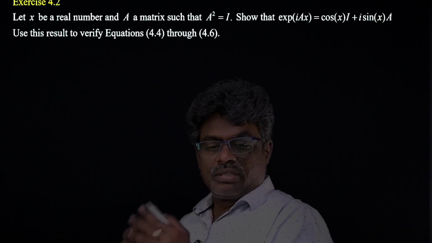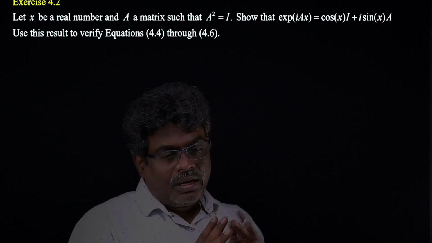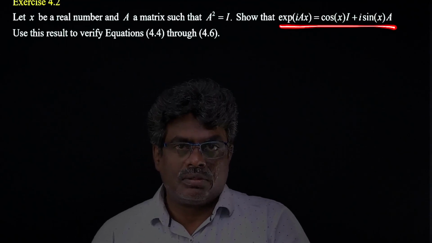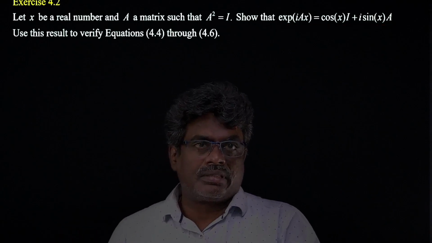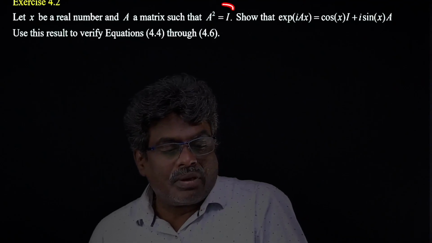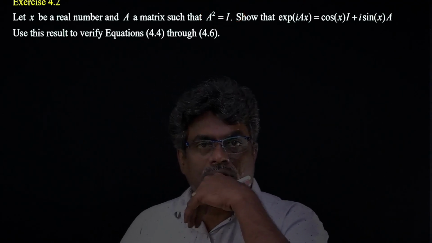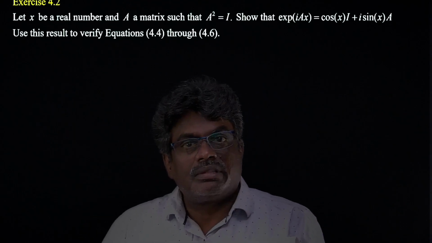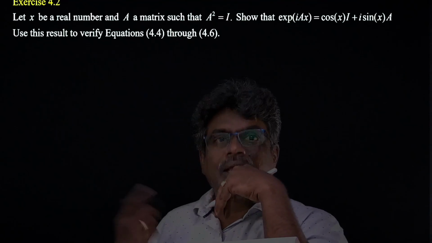So this is the second question, and here they are asking to show that e raised to iax equals cos x I plus I sin x A. This I is the imaginary unit, and they have given one more condition, that A square equals I. If you want to derive this, we need the Maclaurin series.